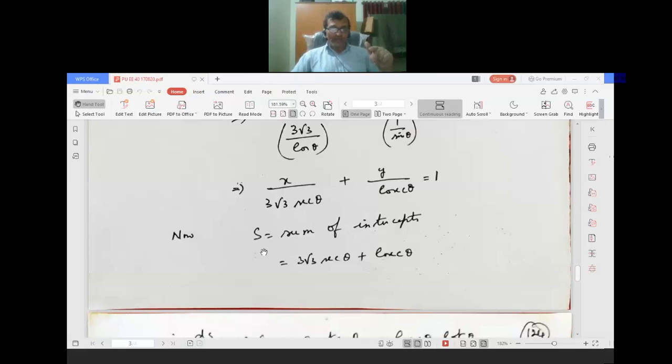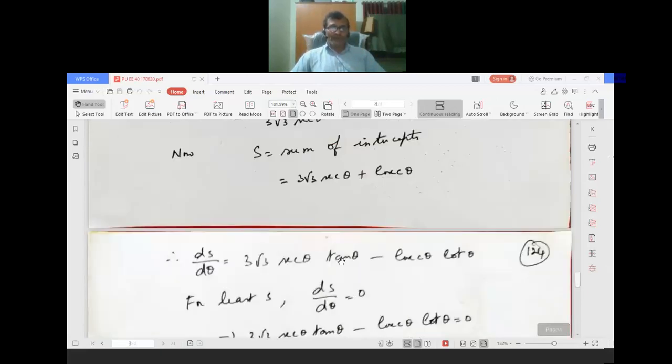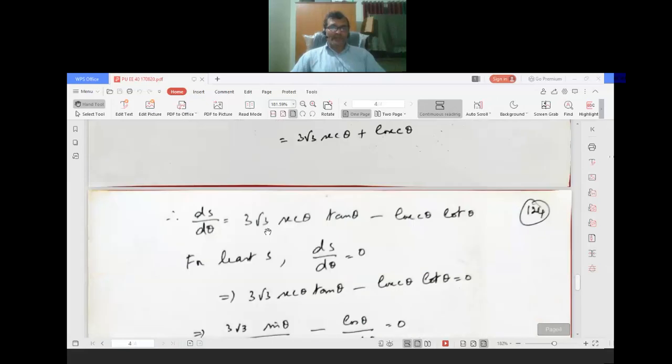Now let capital S equal the sum of intercepts. That is 3 root 3 secant theta plus cosecant theta. That is S. Now ds by d theta: 3 root 3 is a constant. Differentiation of secant theta is secant theta tan theta. Differentiation of cosecant theta is minus cosecant theta cot theta.